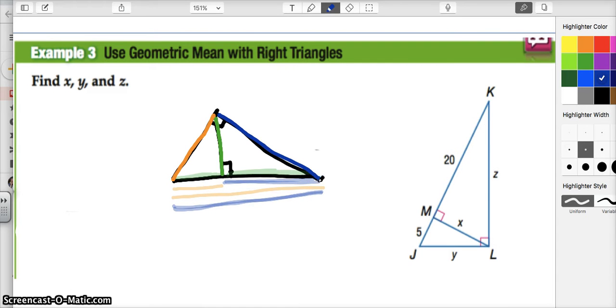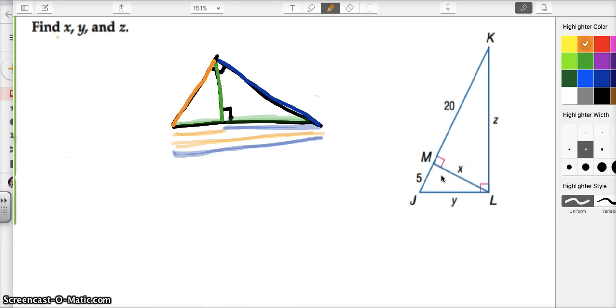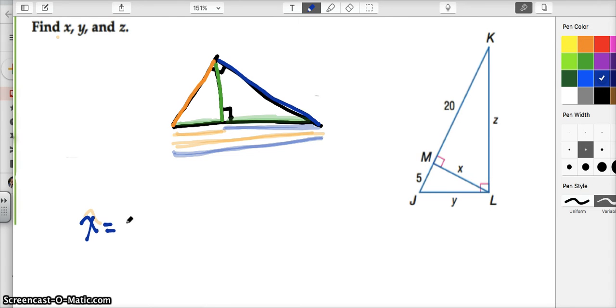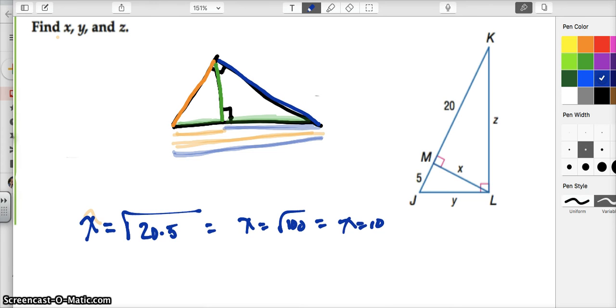Like I said, the green one is easy for me to remember: this is the geometric mean of these two things. But the blue one and the orange one are a little bit harder. So maybe this might be helpful as we move forward. Okay, with that in mind, let's apply it to this problem so we can figure out what X, Y, and Z are. X is the altitude, so it's the geometric mean of these two parts, 20 and 5. So I would write X is equal to the square root of 20 times 5, which is the square root of 100. X equals 10.